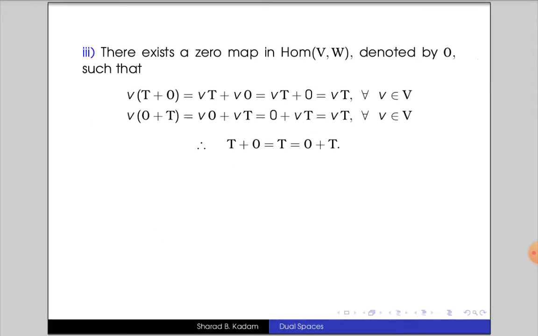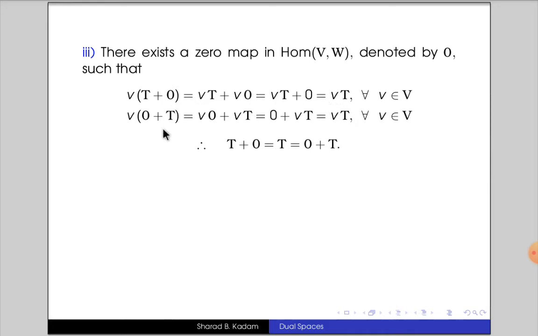Third property is existence of additive identity. So there exists a zero map in the given set denoted by the notation 0, such that (t plus 0)(v) equals t(v) plus 0(v), which equals t(v) plus 0, which equals t(v) for every vector v in the vector space V.